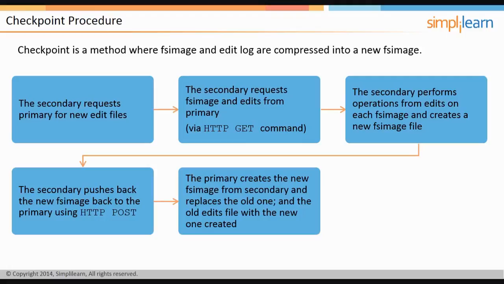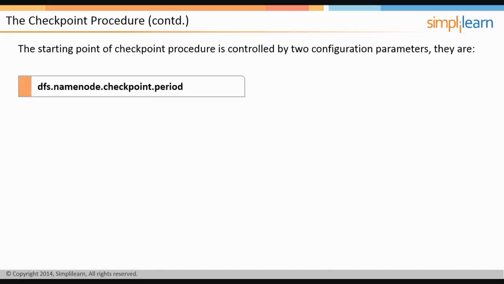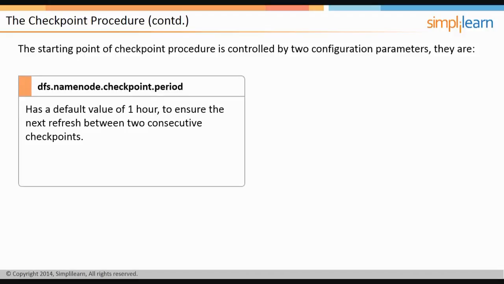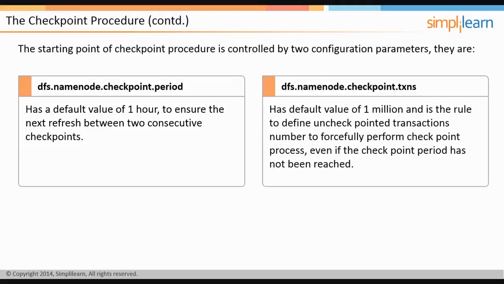In the next screen, we will learn about the configuration parameters controlling the checkpoint procedure. The starting point of checkpoint procedure is controlled by two configuration parameters: dfs.namenode.checkpoint.period. It has the default value of 1 hour to ensure the next refresh between two consecutive checkpoints. And the other is dfs.namenode.checkpoint.txns, which has default value of 1 million and is the rule to define the number of uncheckpointed transactions to forcefully perform the checkpoint process, even if the checkpoint period has not been reached.